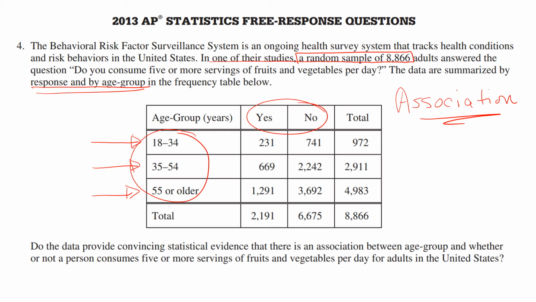They might have asked the question in exactly the same way to see if there's an association between age group and whether or not a person consumes 5 or more servings of fruits and vegetables. But if I had had 3 independent samples, it would have been homogeneity instead of association.